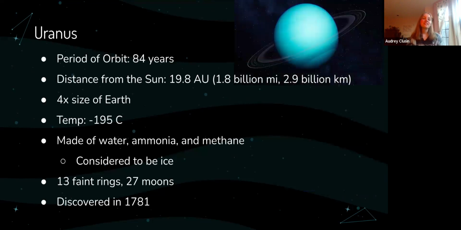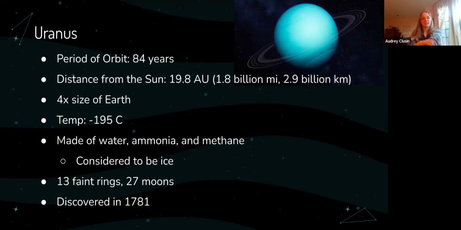Okay, so Uranus, the period of orbit is even crazier. It's 84 years. The distance from the sun is almost 20 times that of the Earth. It's also 4 times the size of Earth, so it's smaller than its counterparts Saturn and Jupiter, but it's still pretty big.